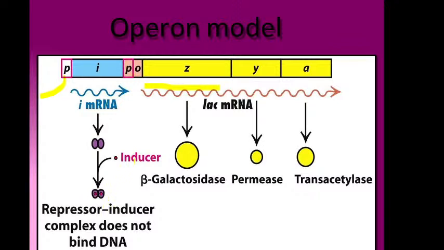So what will happen when the inducer is there? When the inducer is there, the repressor-inducer complex does not bind the DNA. So these lac genes: gene Z gives us beta-galactosidase, Y gives permease, and A gives transacetylase.